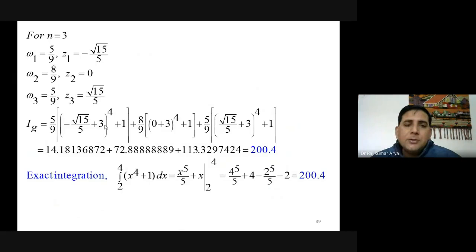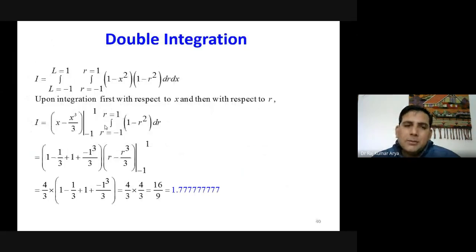Now let's say you want to do a double integration, because sometimes we end up with double integrals. We have two functions, one a function of x, one a function of r. Let's say this conversion part we already did. We have converted the first one from -1 to 1, and the second one is also converted to -1 to 1.